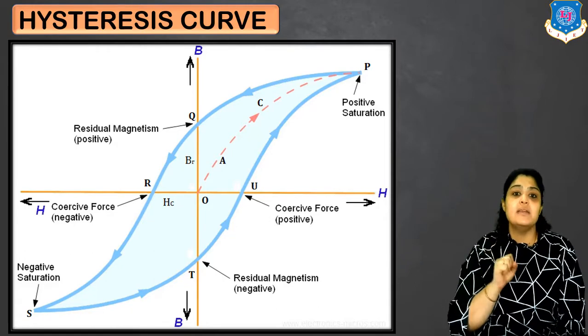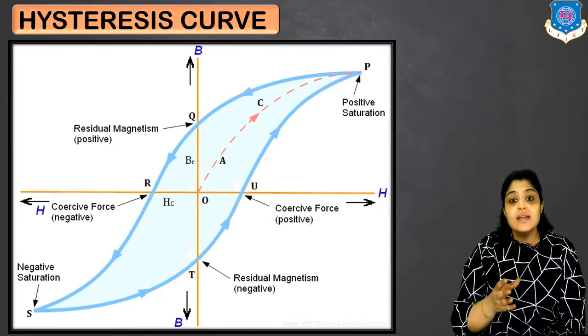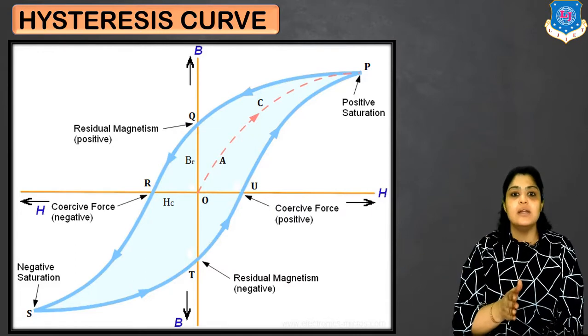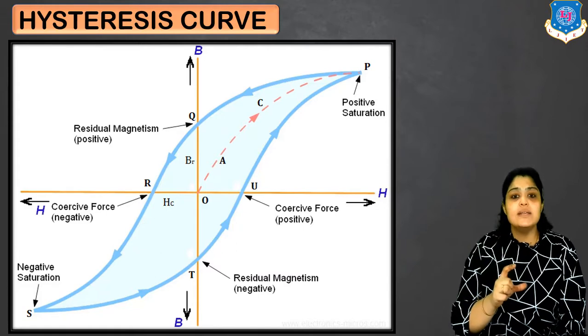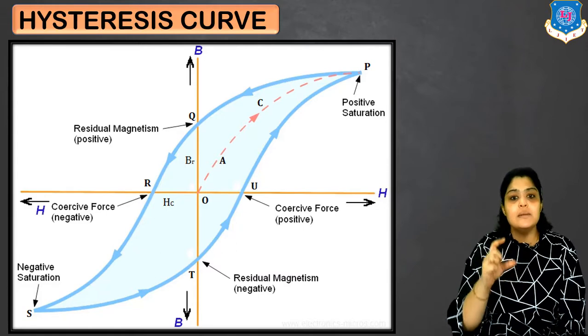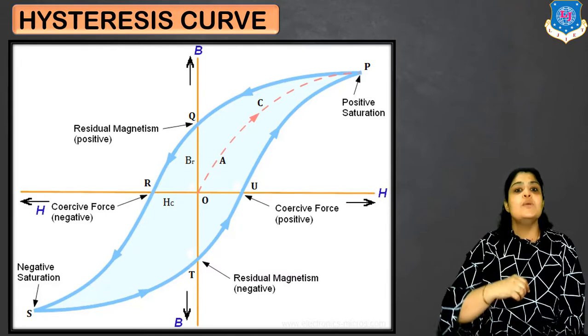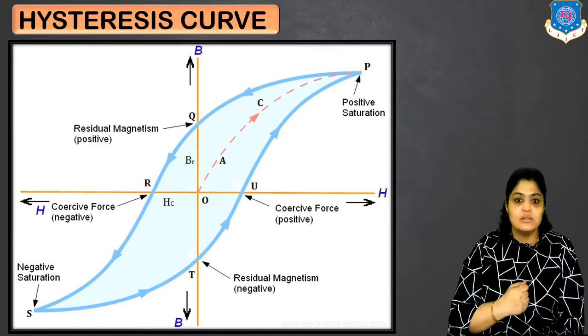What do you mean by this? This is the magnetization which has remained in the material even though the applied field is 0. This magnetization is known as the remnant magnetization, or the residual magnetization.